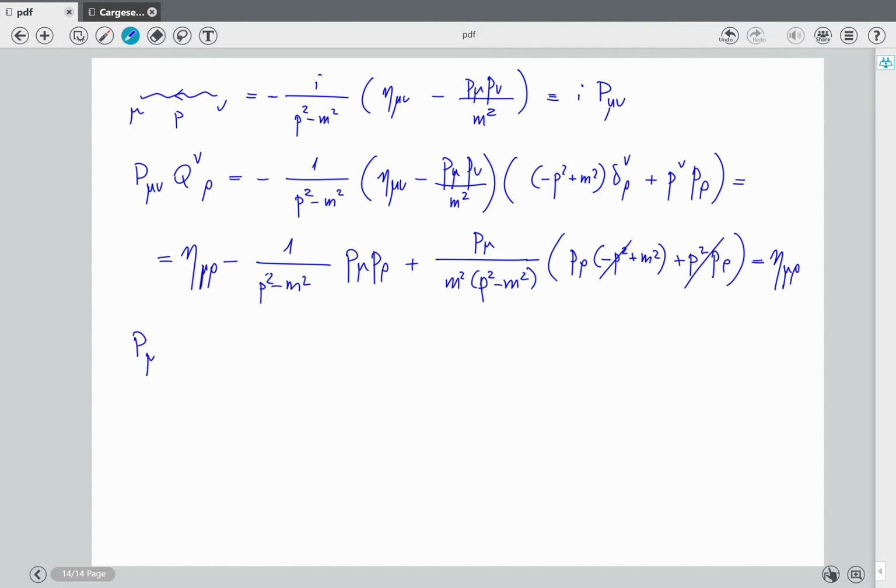Another property is that pi mu nu contracted with pi nu gives what? We have already done it inside this calculation, but let's do it again. So we just ignore the i. Minus 1 divided by p squared minus m squared. Then we contract this by pi nu, which is not 0, as it would be in the case of gauge fields, because in those cases we have a p squared there, and then we have a gauge fixing parameter multiplying.